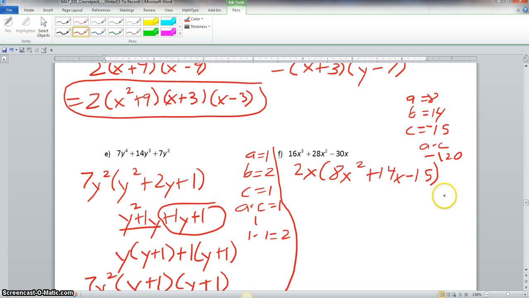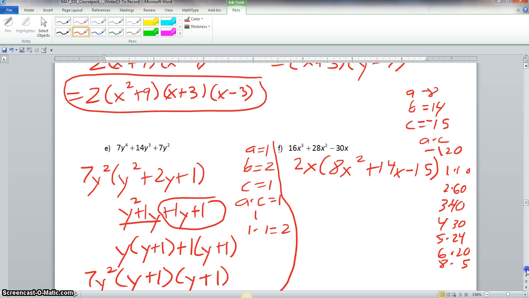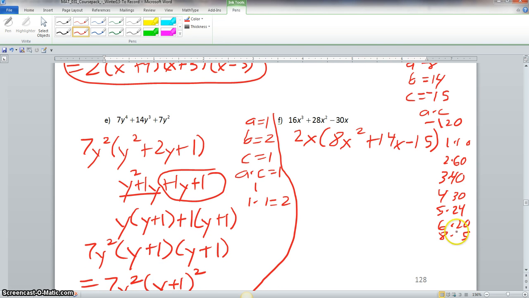And I'm going to write it down here because of lack of space. We have 1 and 120, 2 and 60, 3 and 40. We have 4 and 30. We have 5 and 24. We have 6 and 20. We have 8 and 15. And we have 10 and 12. And these are the factors of 120.